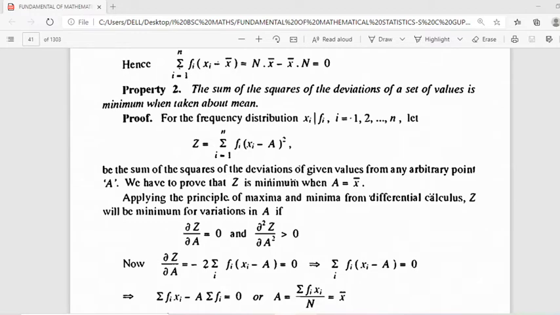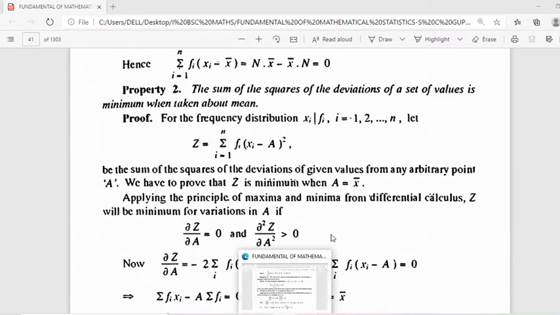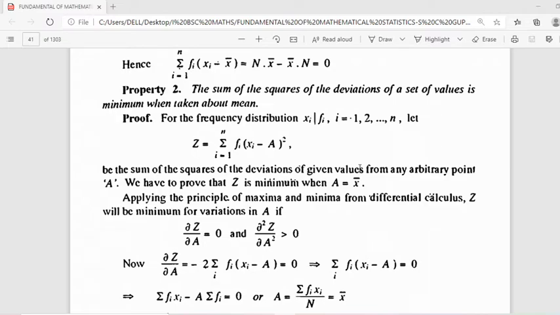Can you find out the maximum and minimum of a function? How can we find out the maximum and minimum of a function using mathematical techniques? I think you might have studied the differentiation technique for finding maximum or minimum. So what is the technique? We can differentiate the function.